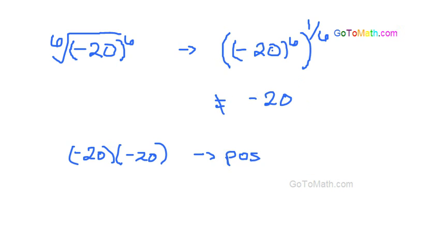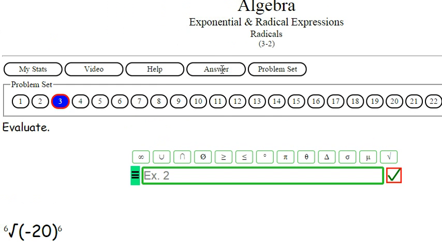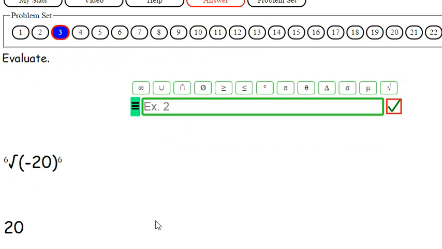So as you can see here, this is actually not equal to negative 20, but it's actually equal to positive 20. So this is what you've got to really watch out for. It's kind of tricky. Gotta be careful about these kinds of things.